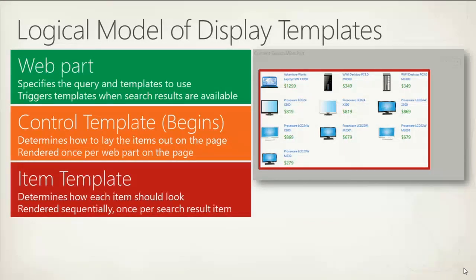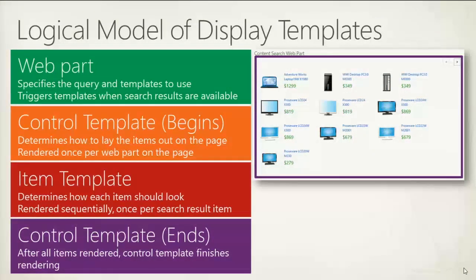These get rendered sequentially once per search result. So you can imagine when you're writing your JavaScript and the HTML, that's actually going to get loaded and executed once per item that comes into the page. So it's something that we're going to think a lot about in our demos.